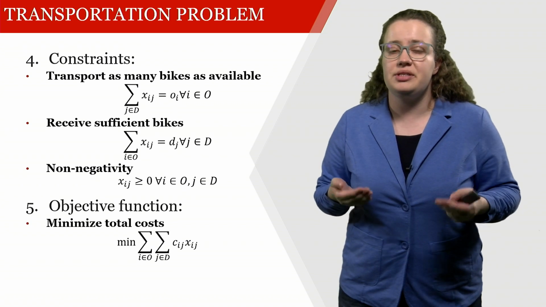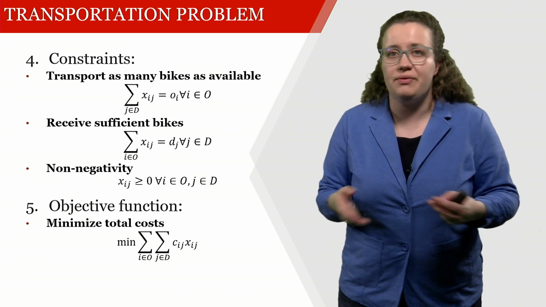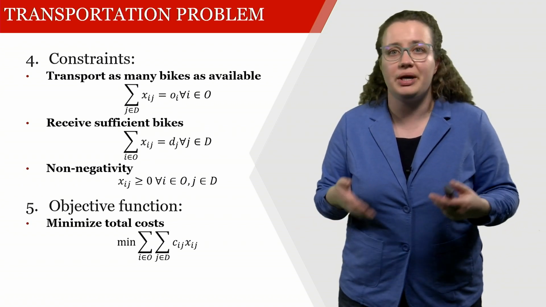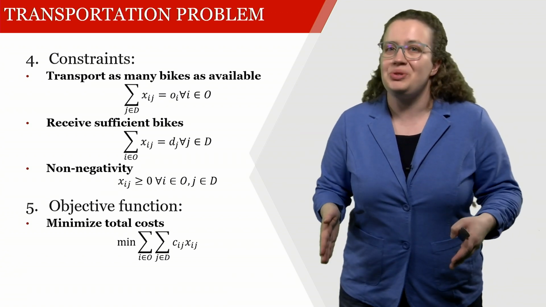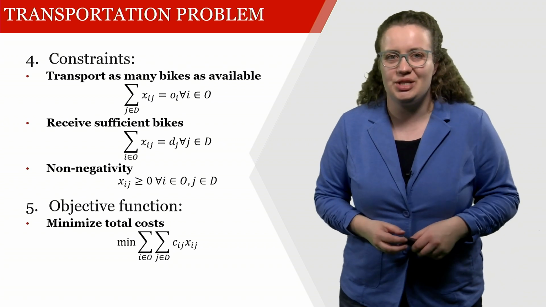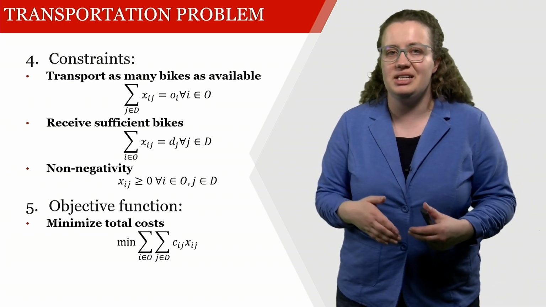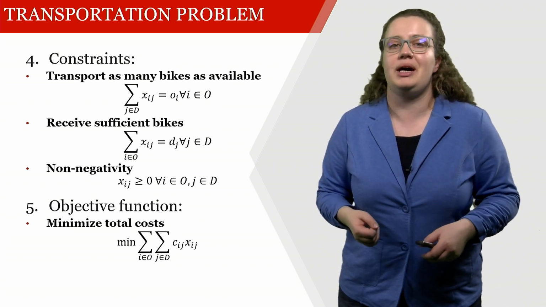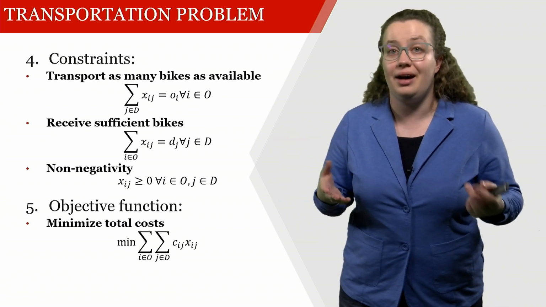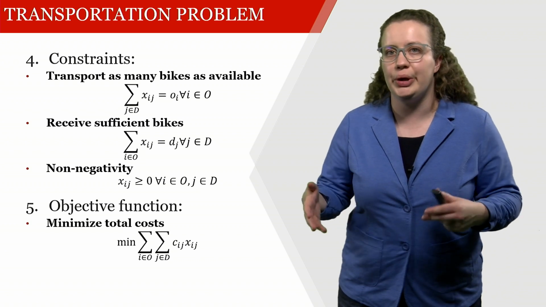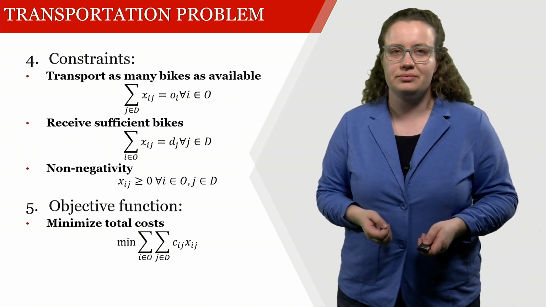And the last part is non-negativity. So obviously we never want to ship minus 3 bikes between any pair of locations, even, and now let's come to the objective function, even if it improves our objective function, which is minimizing the total cost, given by Cij multiplied by Xij, then of course summed over all i and j that we're having, so i in O and j in D.